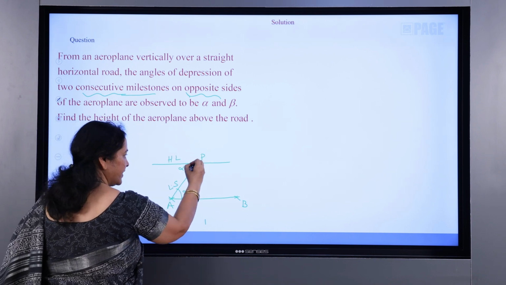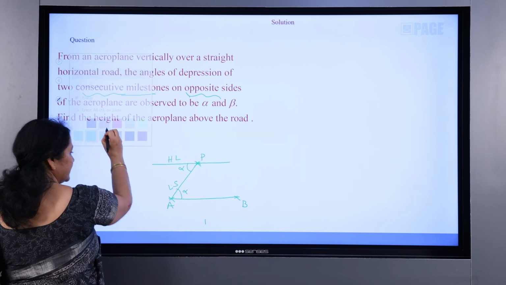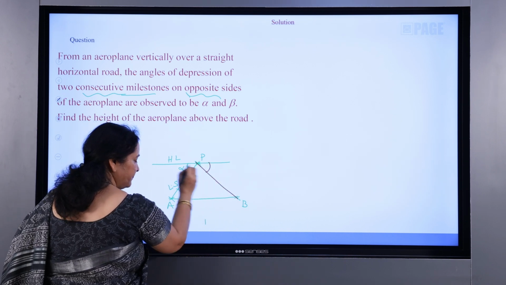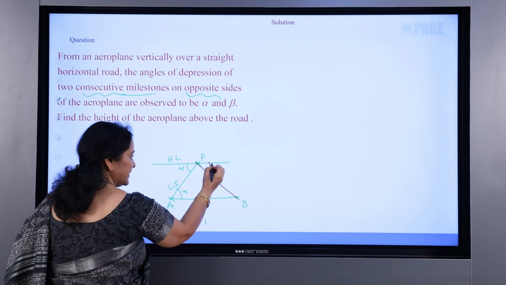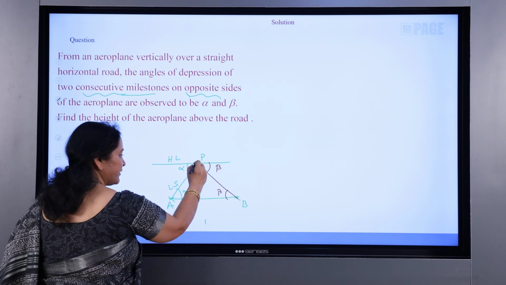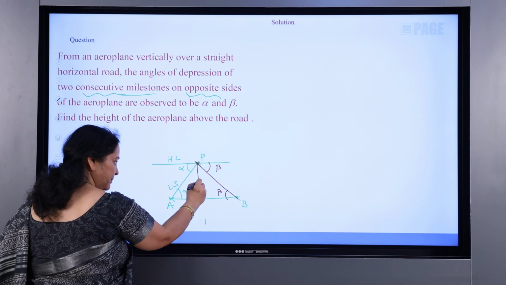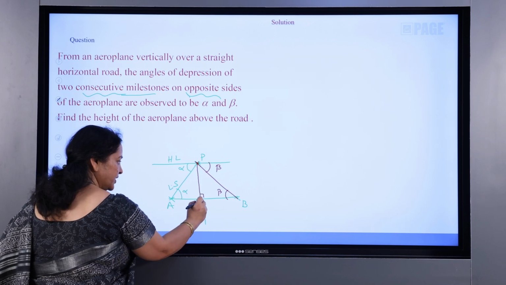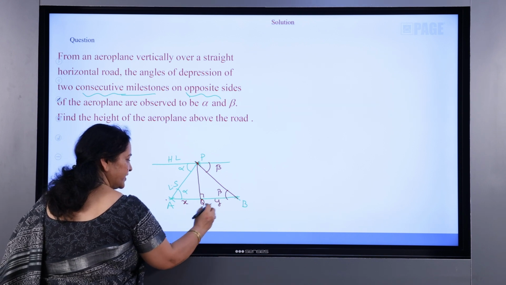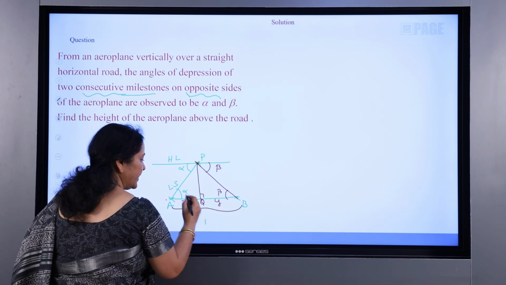Now from P we are observing the second milestone, right? So this becomes the line of sight, horizontal, this is the angle of depression beta. So two parallel lines, this angle is beta. From this point P, let me drop a perpendicular, denote this point as Q. This length AQ is X, length QB is Y. So X plus Y equals 1.